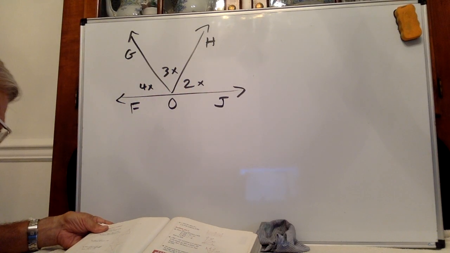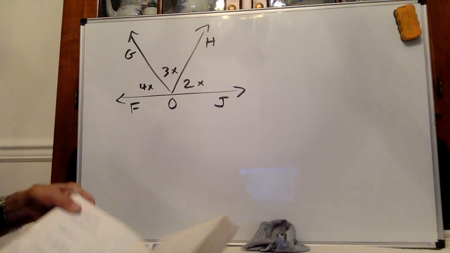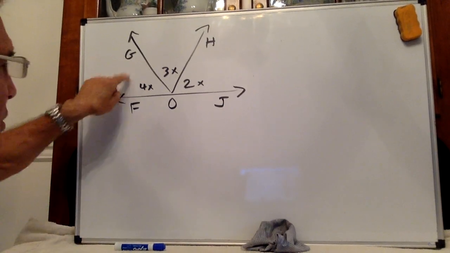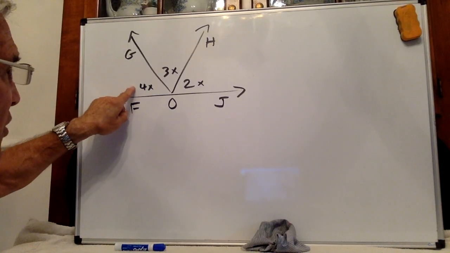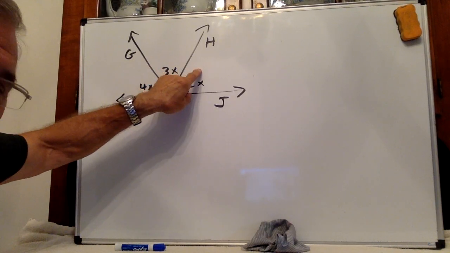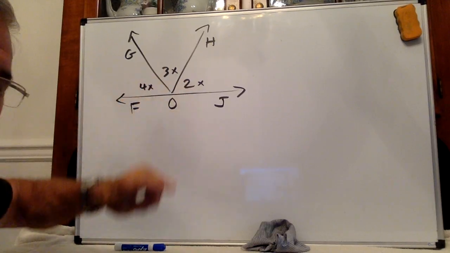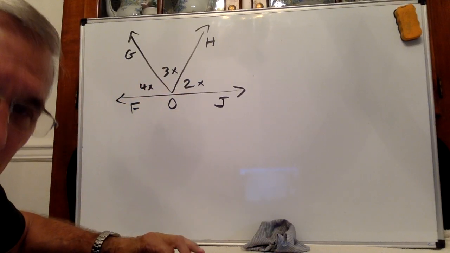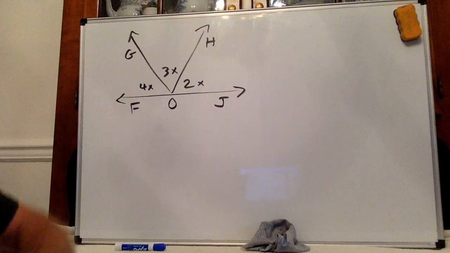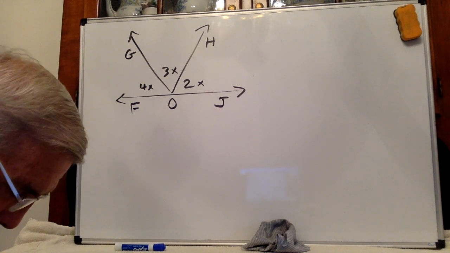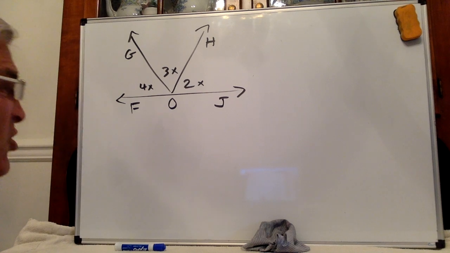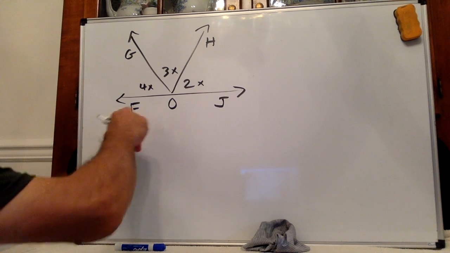And they said that it was cut into parts in a ratio of 4 to 3 to 2. So if I call this one 4x, this is 3x, that's 2x. 4x to 3x to 2x is the same as 4 to 3 to 2. And they asked you to find the measure of angle FOG. Find the measure of FOG.